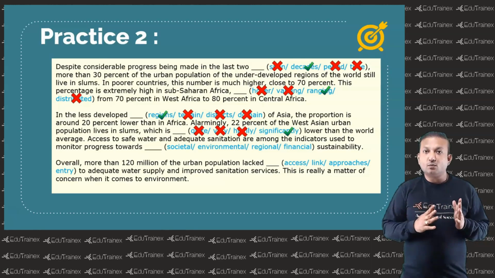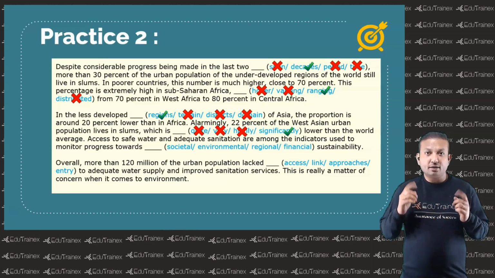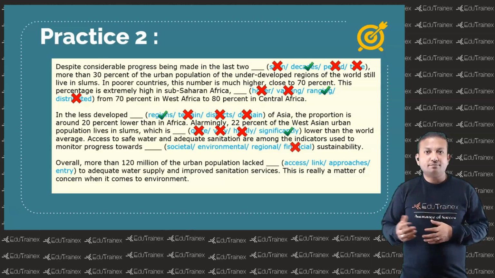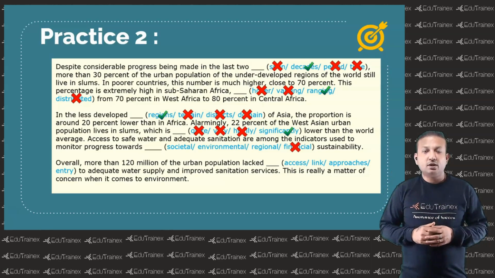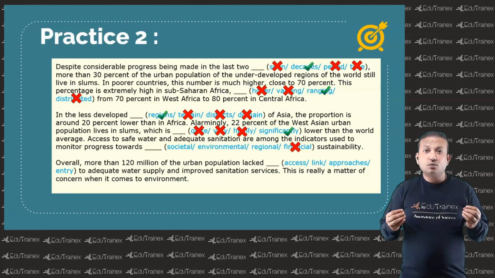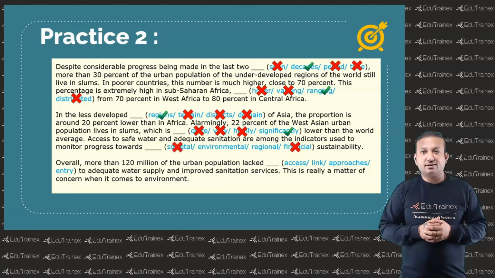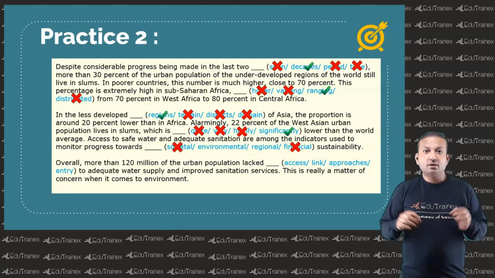I'll start with the ones that I can eliminate very easily. So are we talking about financials here? Think about it. We are not. So eliminate financial straight away. Look at the first option, which is societal. Now think about societal sustainability. We are talking about large regions of Asia and Africa. So societal can't be our best answer here. Cross it out. Now the remaining two options are a little bit tricky.